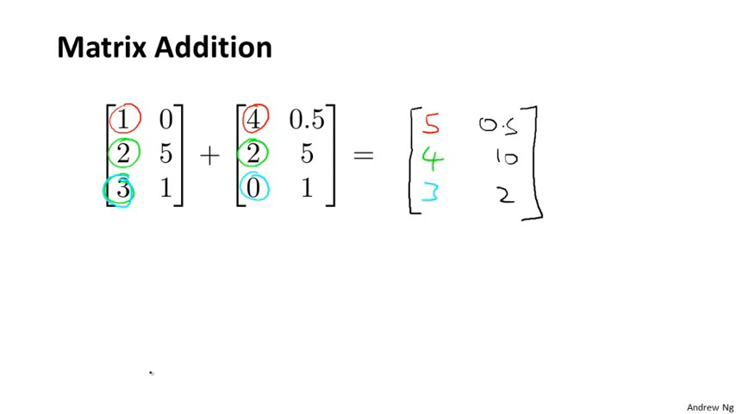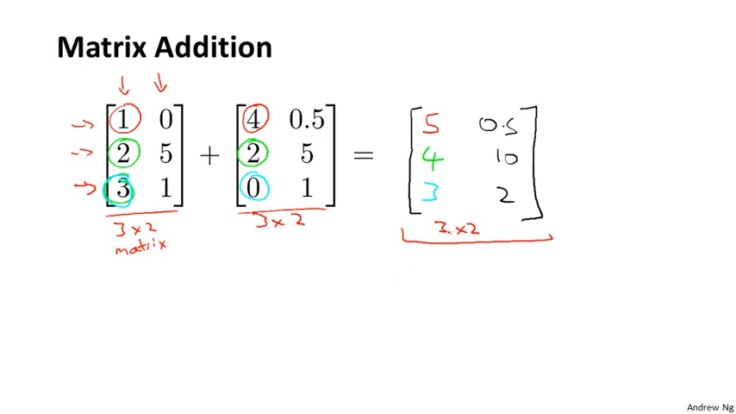And it turns out you can add only two matrices that are of the same dimension. So this example is a 3 by 2 matrix, because this has 3 rows and 2 columns. This is also a 3 by 2 matrix, and the result of adding these two matrices is a 3 by 2 matrix again. So you can only add matrices of the same dimension, and the result will be another matrix that's of the same dimension as the ones you just added.